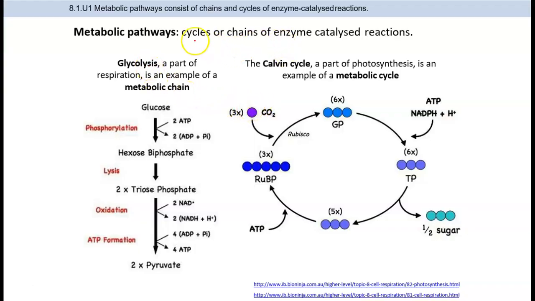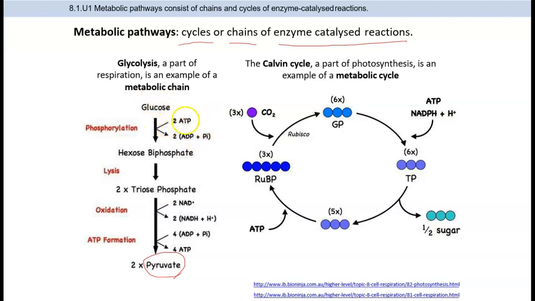Metabolic pathways could be cycles or chains, which are catalyzed by enzymes. We have two examples, and both of them can be observed. One of them is glycolysis, which is a part of respiration. And in glycolysis, glucose will be converted at the end of this chain to pyruvate, and it is an example of a metabolic chain.